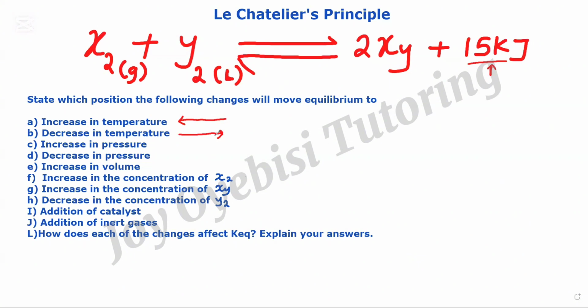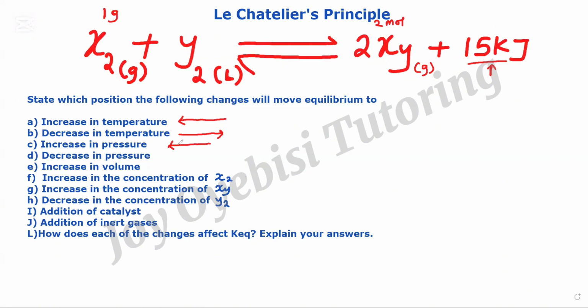Increase in pressure works with the gases in the system. Now, if you increase pressure, it means that the side with more molecules of gas is being increased. So equilibrium is going to move to the side with fewer molecules of gas. The left-hand side has only 1 mole of gas. The right-hand side has 2 moles of gas. Therefore, equilibrium is going to move to the left.